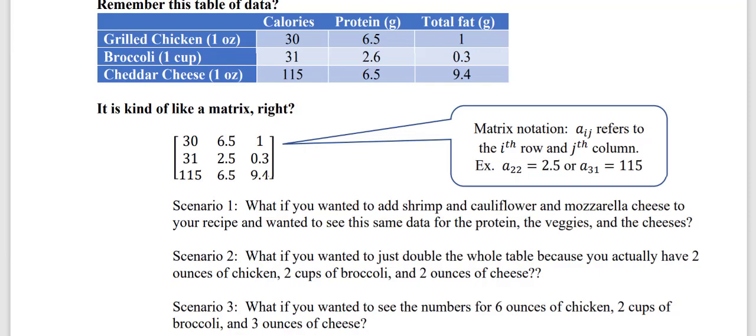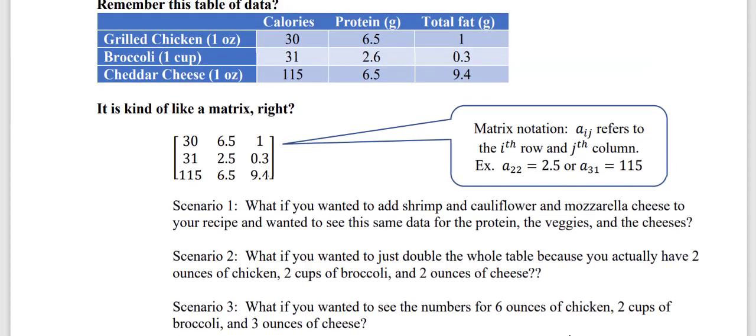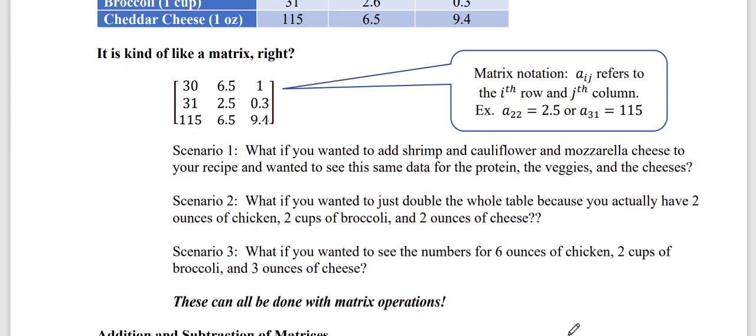Similarly to that application problem we did that said you want these total values for calories, protein, and fat. How many ounces and cups of each do you need? Well, now we're saying, okay, I have this much. How many total calories would I have? How much protein would I have? How much total fat would I have? And so on. So a couple of scenarios here that I can foresee being a thing, right? So we're going to look at those. These can all be done with matrix operations.